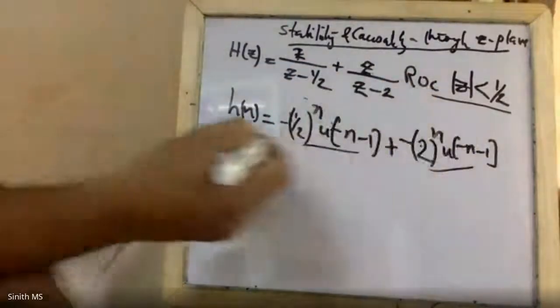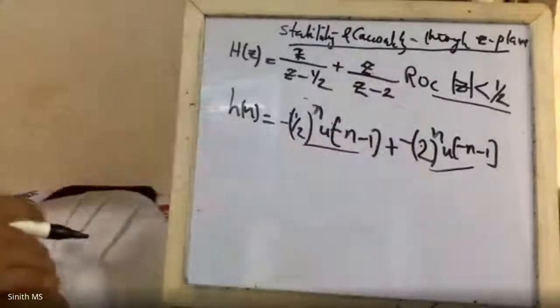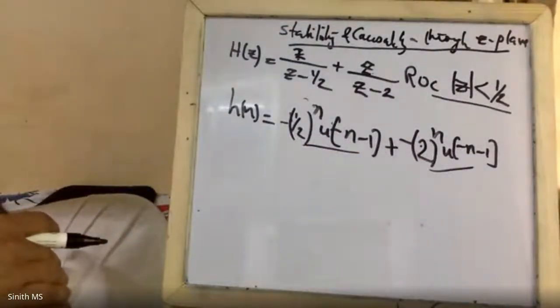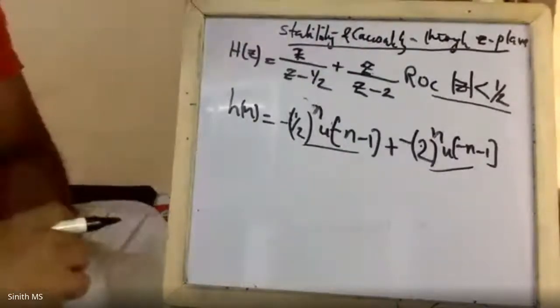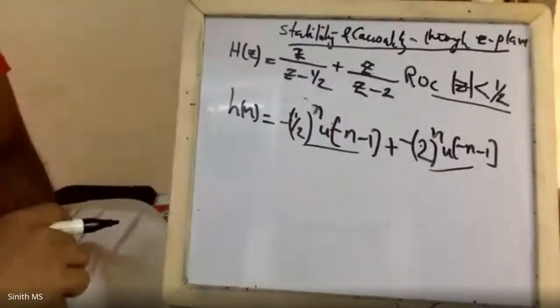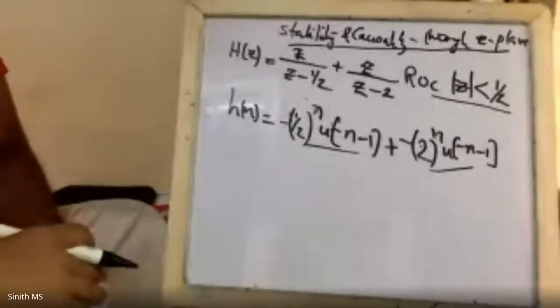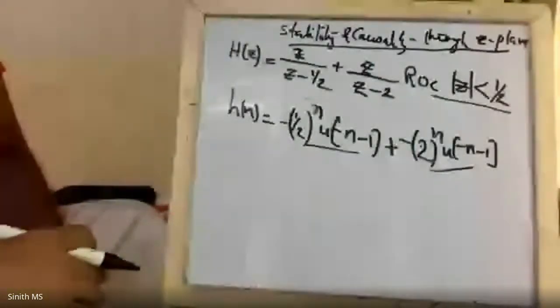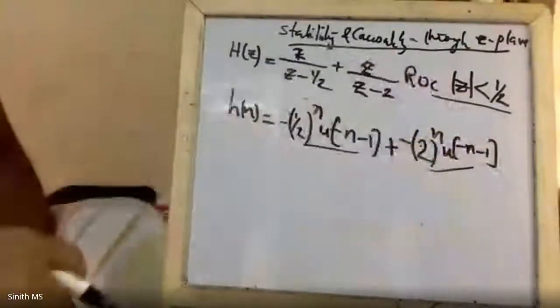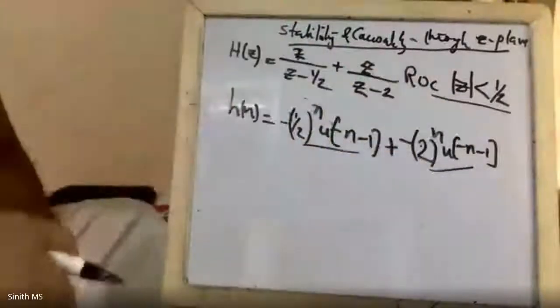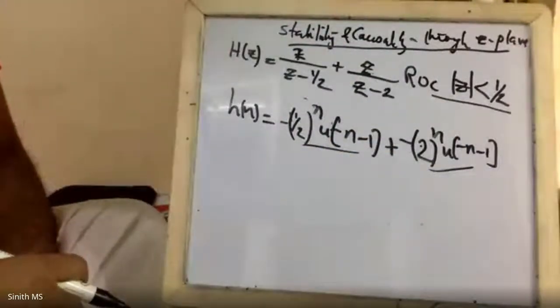So now can you tell whether the system is causal or not? Is the system causal or non-causal? Can you unmute and tell? Just unmute and tell. Anybody can tell. This is minus a raised to n u[minus n minus 1], and you have minus b raised to n u[minus n minus 1]. a is half and b is 2. Can you tell whether the system is causal or non-causal?